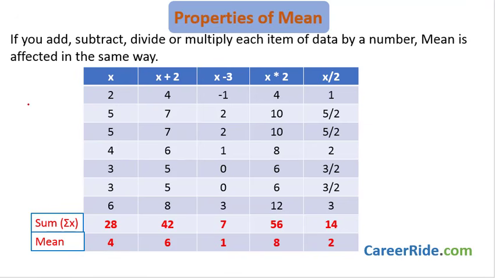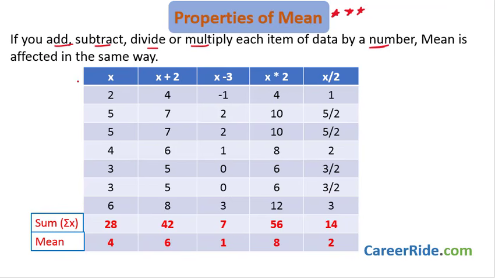Now the next thing that I'm going to discuss is something really important, because you'll find very direct questions in the exams from these properties of mean. So mark it with a star and pay attention. The properties of mean say, if you add, subtract, divide or multiply each item of data by a particular number, mean is affected in the same way. I'll try to demonstrate it to you so that you do not have to remember everything, but what I'm expecting from you is your focus.